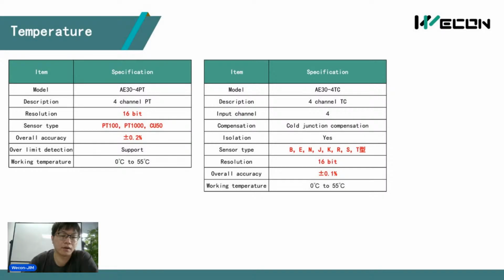Okay, and here is the temperature modules. We will have 4PT and 4TC, these 2 type modules. Both are 4 channels, and resolution is both 16 bits. For PT, we can support PT100 and also PT1000, and also this CU50. This is different than other series. Our 6V series PT module and 3V series PT module can only connect to PT100, but in A500 PT modules, we can connect these 3 type sensors.